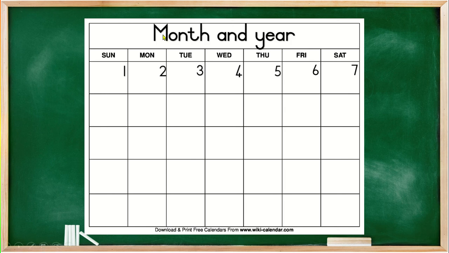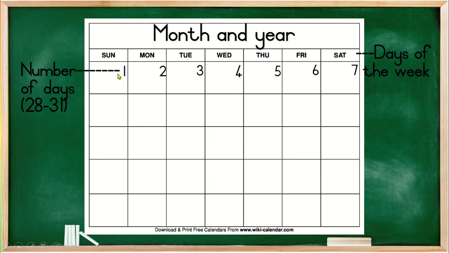So at the top, we will always find the month and the year. And then just below the month and the year, we will see the days of the week. Remember, the days of the week always start on Sunday and go through to Saturday. So the months of the year we know are January, February, March, April, May, June, July, August, September, October, November, December. Then we have the days of our week: Sunday, Monday, Tuesday, Wednesday, Thursday, Friday, Saturday.